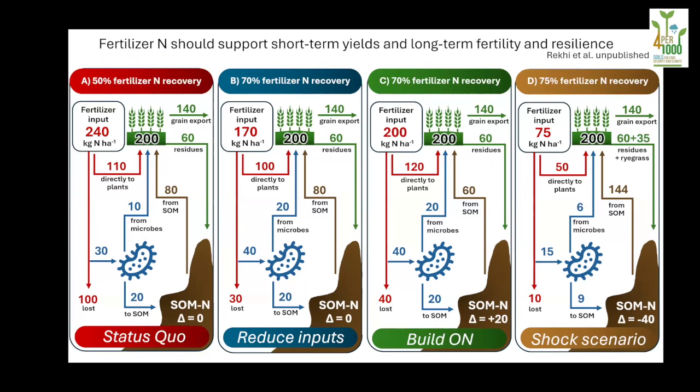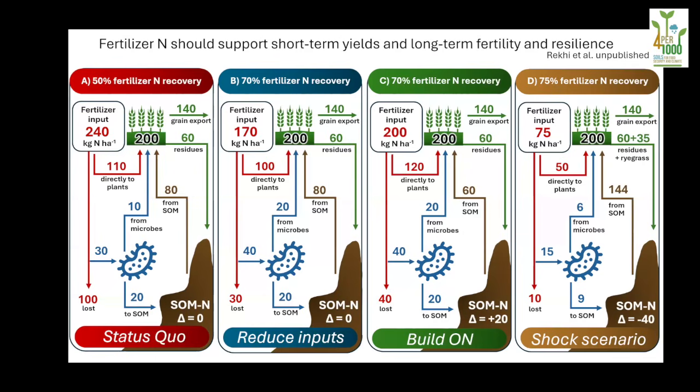We've upped the fertilizer rate just a little bit. Now we are able to build organic nitrogen. And then in the fourth scenario, a shock hits. I did introduce a ryegrass to capture a little bit of that nitrogen in the fall, so we have a little bit of nitrogen residue coming in from the ryegrass. With 75 kilograms of N per hectare input, we are losing 40 kilograms of N from soil organic matter N.